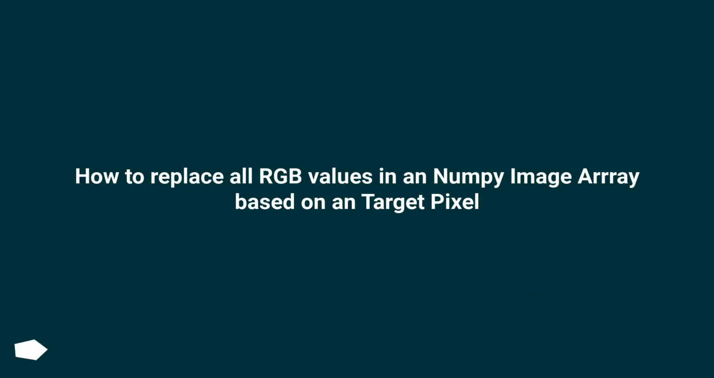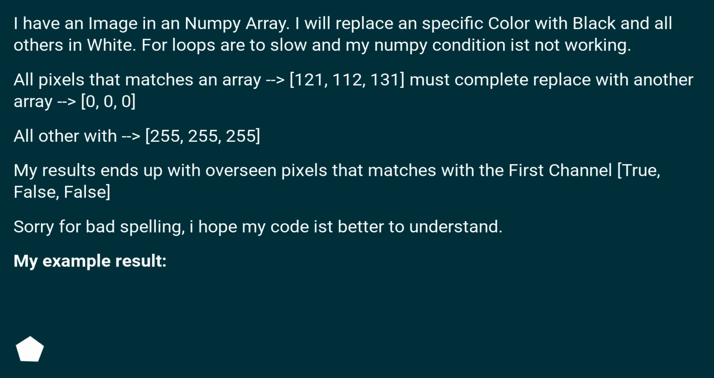How to replace all RGB values in a Numpy image array based on a target pixel. I have an image in a Numpy array. I will replace a specific color with black and all others with white. For loops are too slow and my Numpy condition is not working.